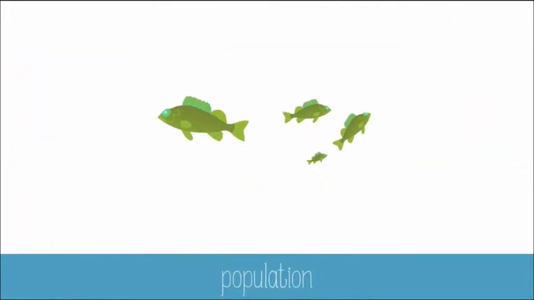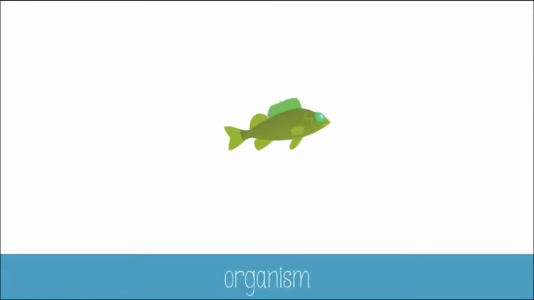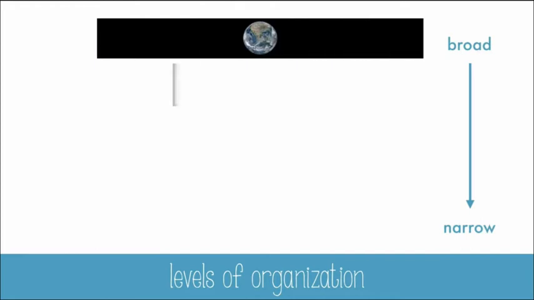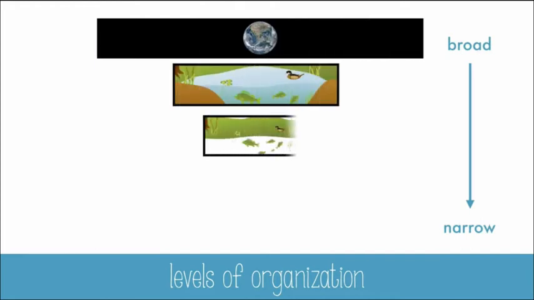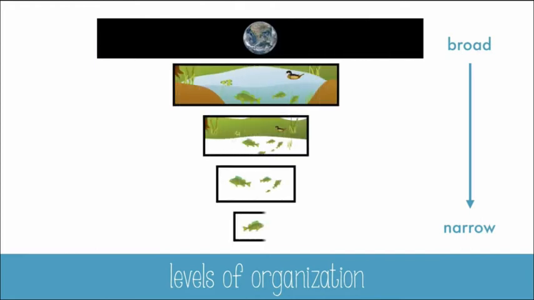A population is all of the organisms of one type of species in the area, and an organism refers to an individual animal. In order, the levels of organization from the most broad to the narrowest are the biosphere, ecosystem, community, population, and organism.